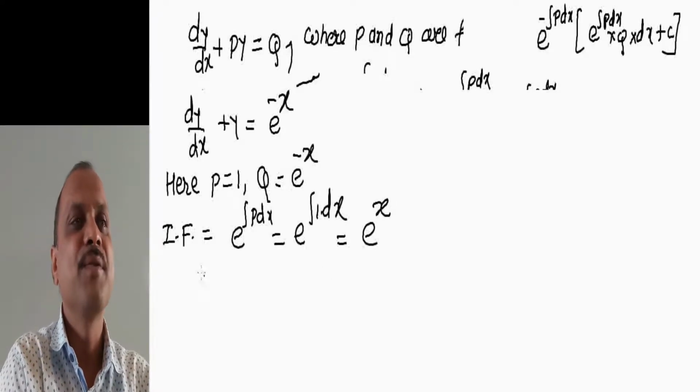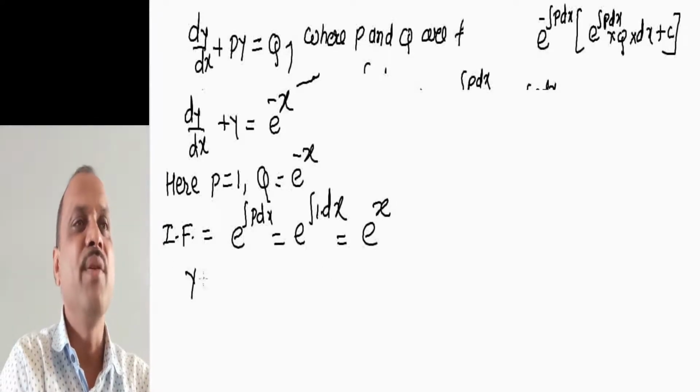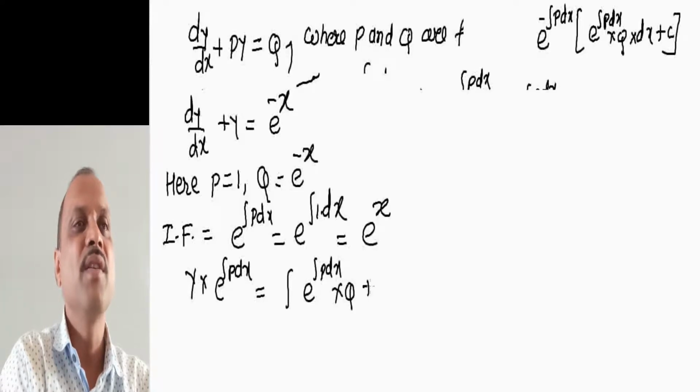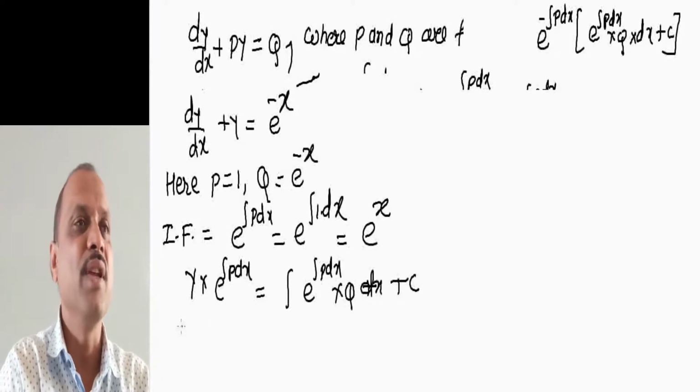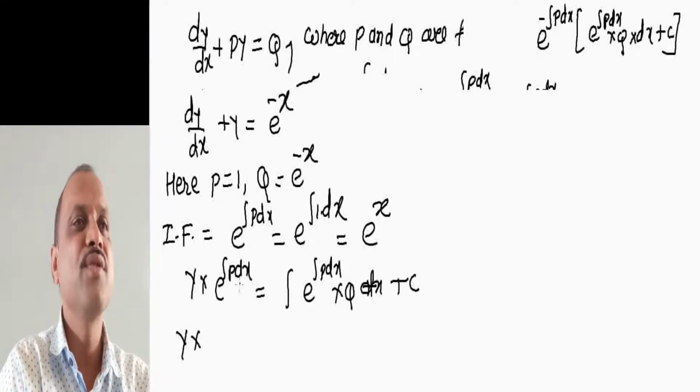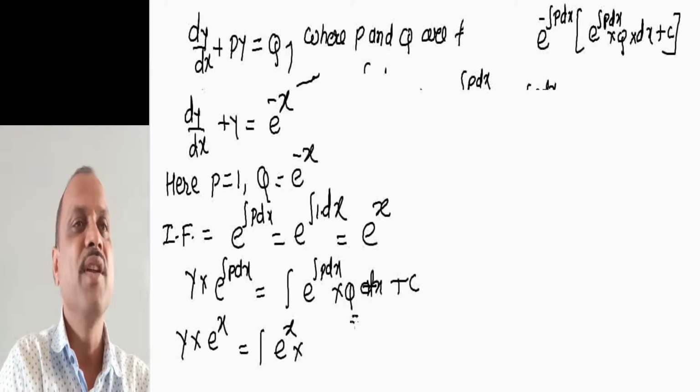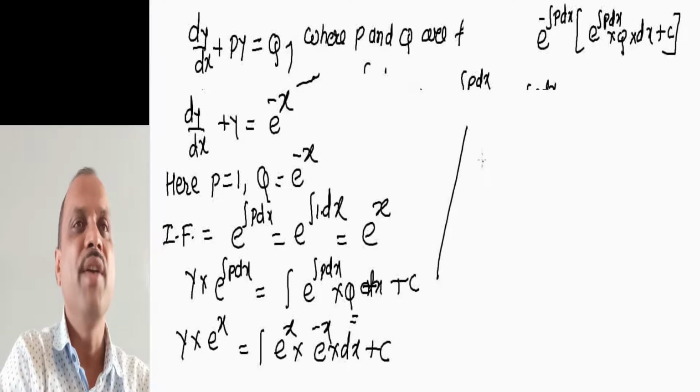So your solution is y into e raised to integration of p dx equal to integration of e raised to integration of p dx into q dx plus c. Now just put the values: y into e raised to integration of 1 dx, that is e raised to x, equal to integration of e raised to x into q, which is e raised to minus x, into dx plus c.